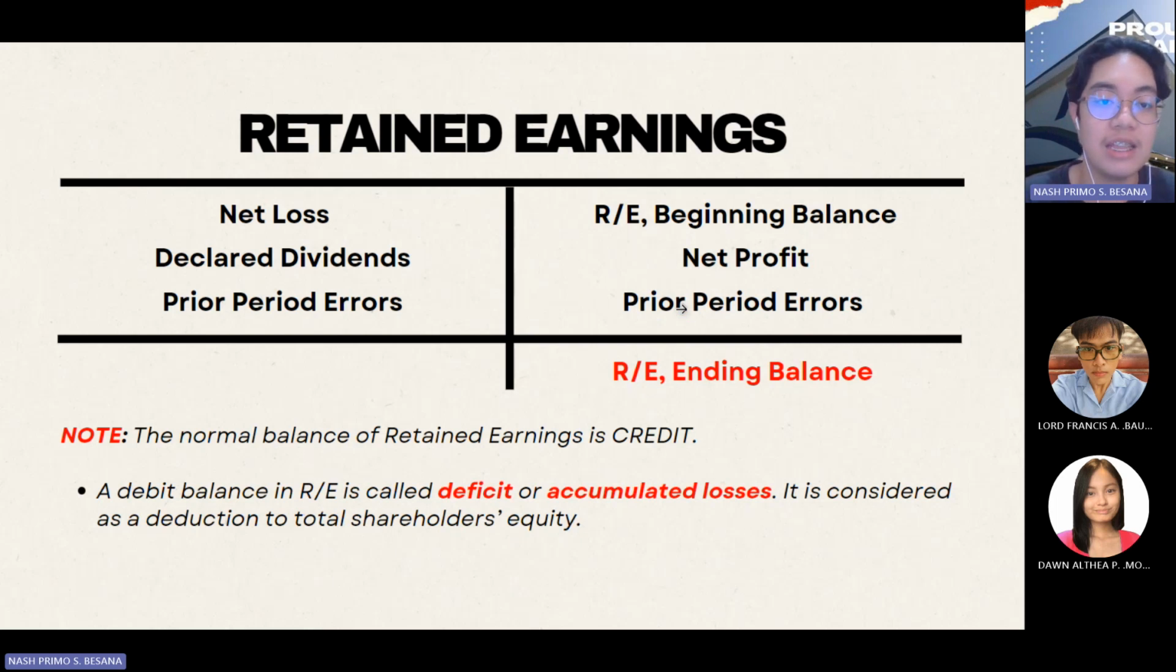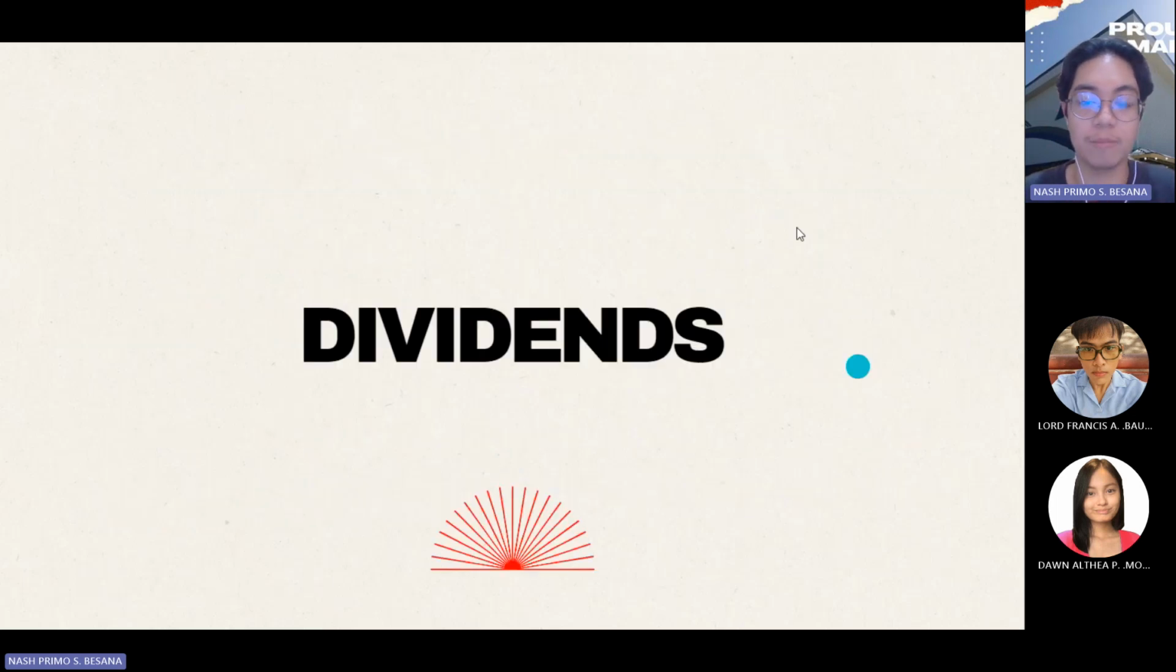While ang magde-decrease naman sa kanya is net loss, declared dividends, kahit cash, property, or share dividends yan, magde-decrease si retained earnings. And again, other prior period errors na we will discuss later. But there might be some instances na kahit normal credit balance siya, there would be a debit balance in retained earnings. That is called deficit or accumulated losses. Instead na maging positive siya sa part ng total shareholders' equity, kapag debit balance si retained earnings, it is treated as a deduction kasi nga unfavorable naman na magkaroon ng negative balance sa retained earnings.